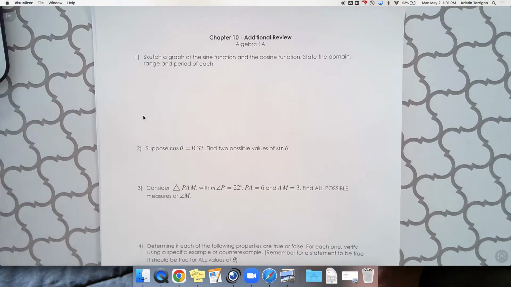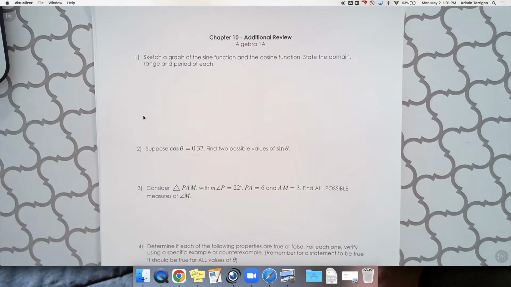So looking at these problems, and again, I picked these problems specifically because they were things that were on your test but were not covered on your test review. And so, to answer the question, will this be on the test? Absolutely yes.